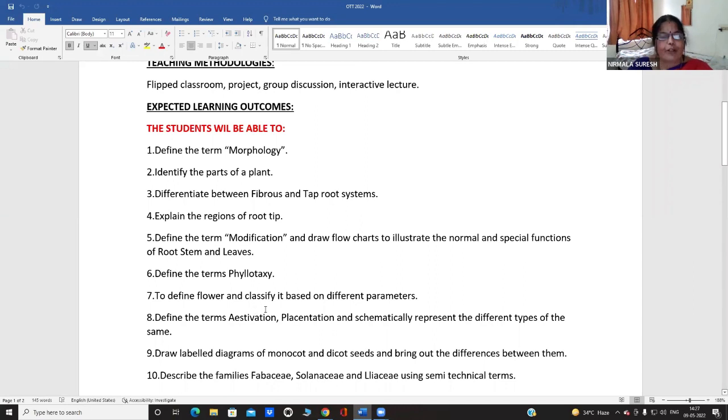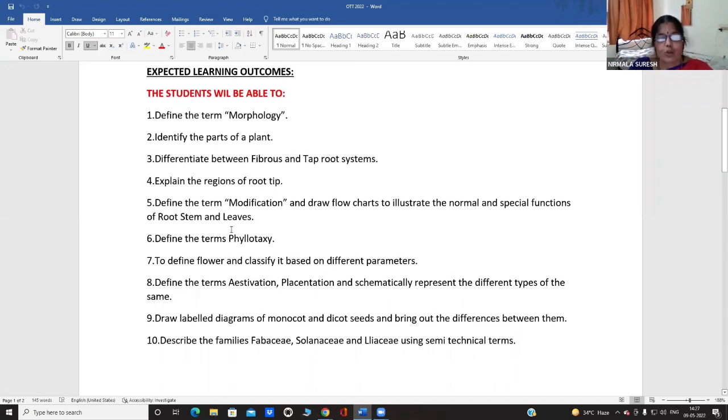Then the child should be able to say modification, and the child should be able to draw flow charts. We are going to draw a number of flow charts in the chapter. The child should be able to draw flow charts and explain the normal and special functions of root, stem, and leaves.